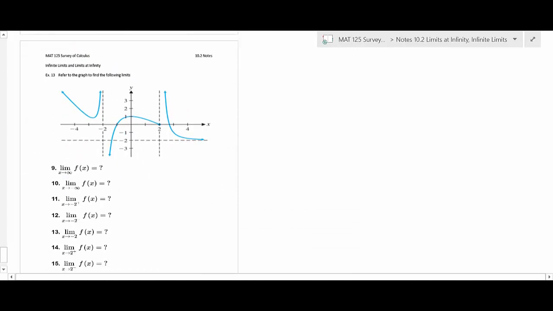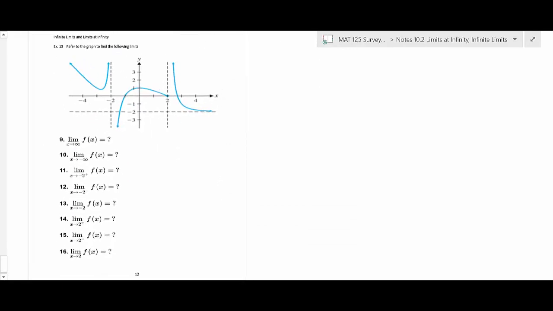Last thing I want to do is give you a few minutes to work these out. This is the last page. I want you to look at the graph and see if you can answer those limits based on the graph. Go ahead and work on that for a few minutes, then we'll see if we're on the right track, and that'll wrap us up. Okay, let's see what we got on this one.